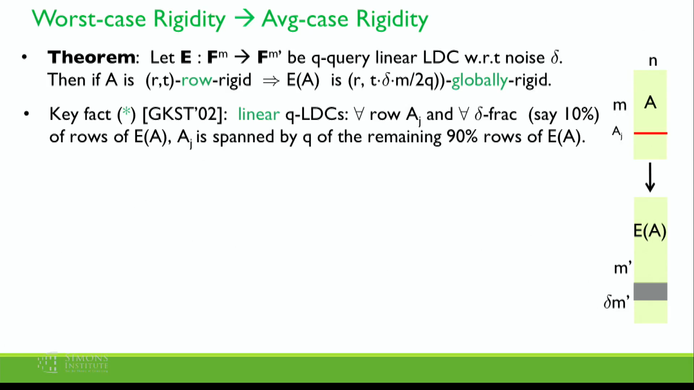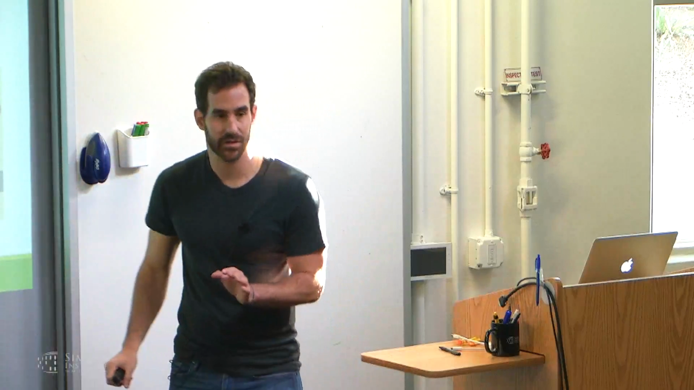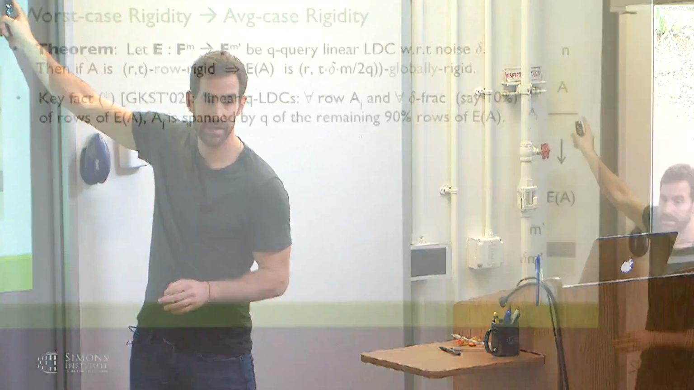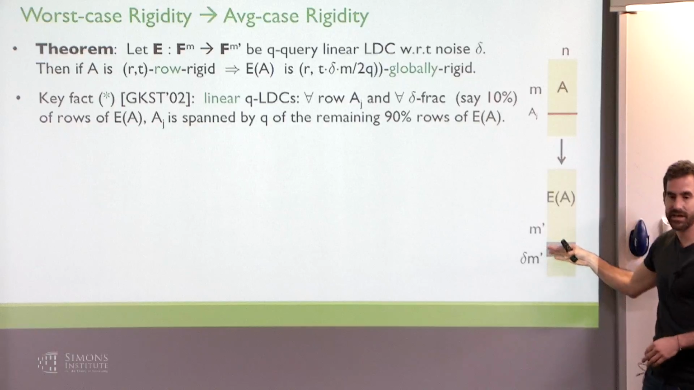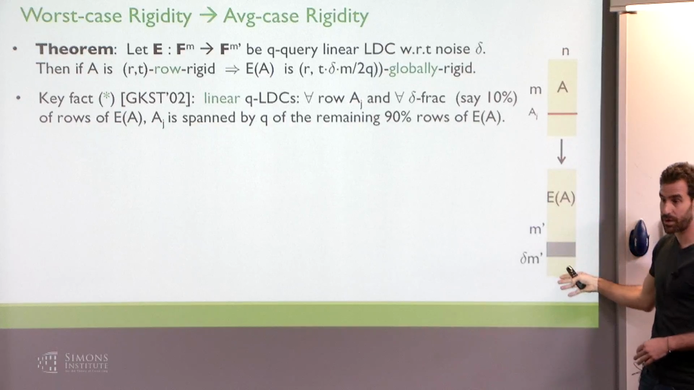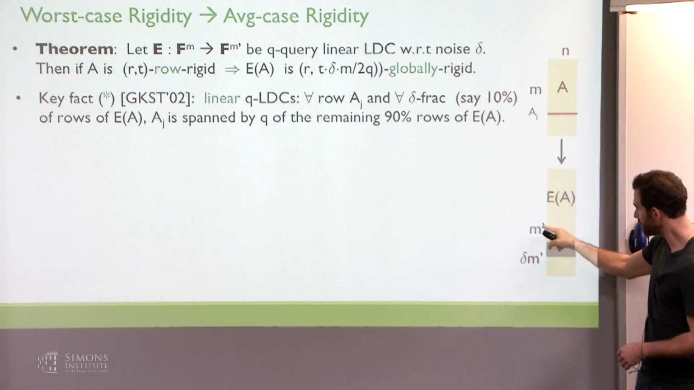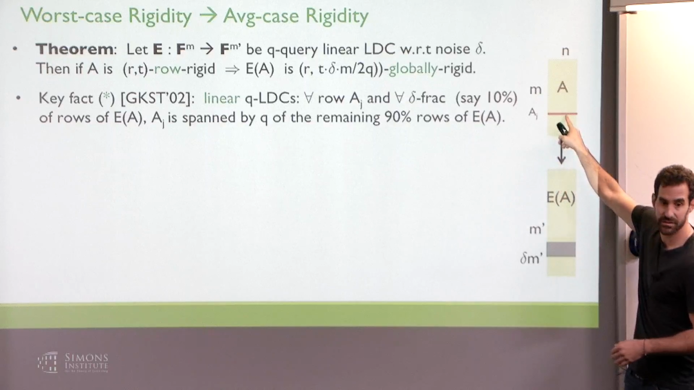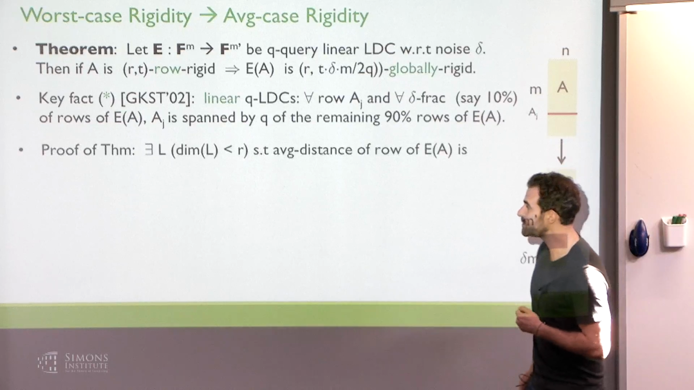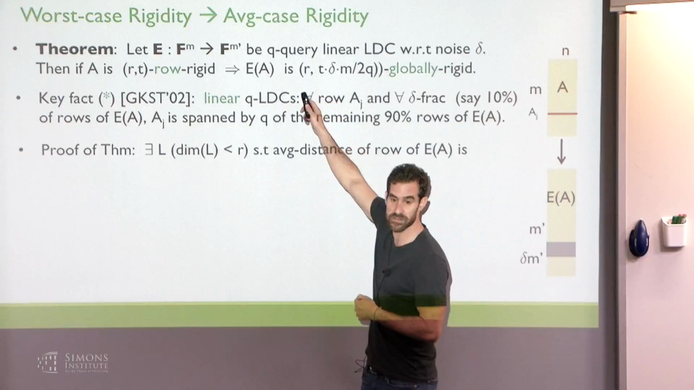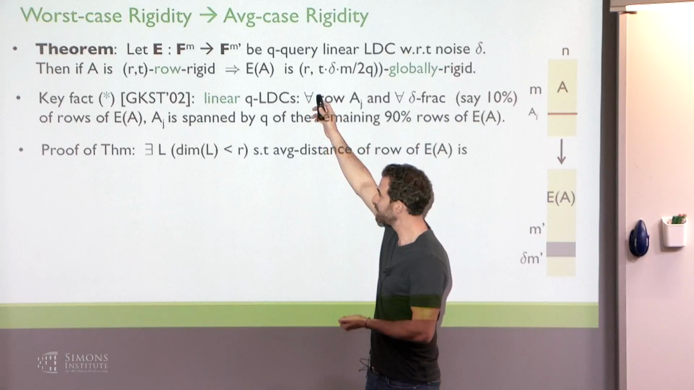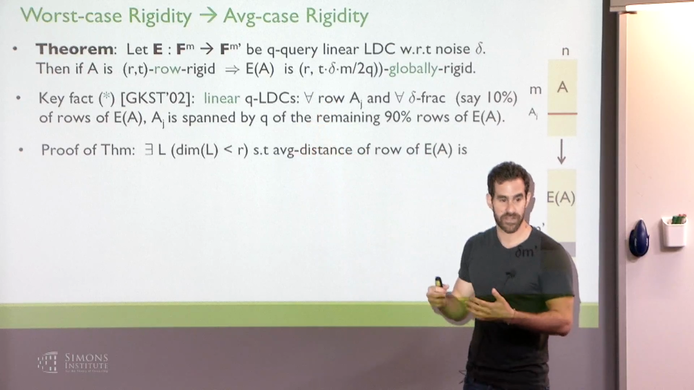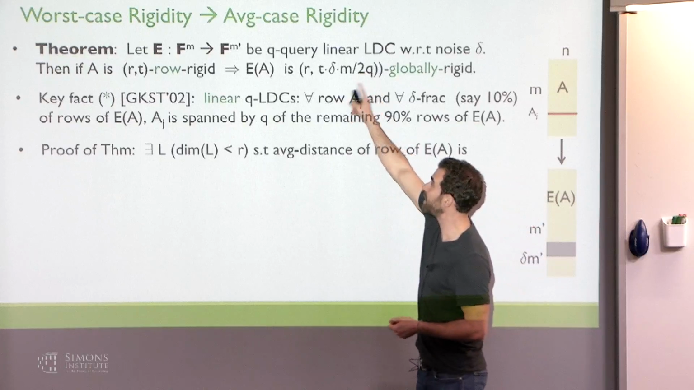This is somehow non-trivial. I was hoping to prove it, but I'm not going to prove it. So again, for any row and for any 10% of the coordinates you corrupt, there's always going to be some Q rows that span this row. And now the proof is simple. Suppose this matrix is not globally rigid. So suppose that fewer than 10% of the rows need to modify these many entries.